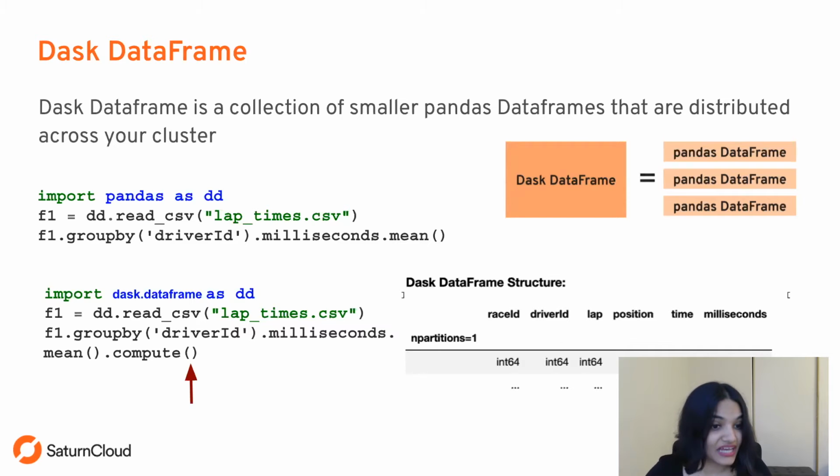Only in the last line, if you see here, where I'm again finding for each driver what the mean lap time is, the rest of the syntax is the same, but in the end, I have added .compute. So adding .compute means that you are explicitly telling Dask that, hey, now you need to read everything in parallel and you need to do the computation in parallel. So this is how Dask data frame works.